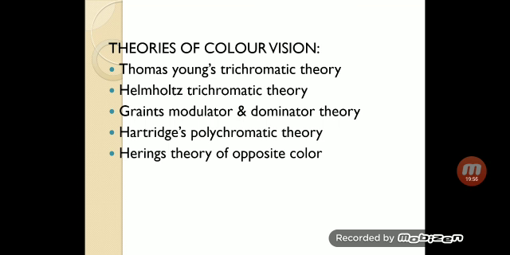Granit's modulator theory observed that ganglionic cells of the retina are stimulated by the whole of the visual spectrum. He studied the action potentials in ganglionic cells stimulated by light and obtained some sensitivity curves by using different wavelengths of light, both in light adapted and dark adapted eyes. On the basis of the sensitivity curves, he classified the ganglionic cells into two groups, namely the dominators and modulators.